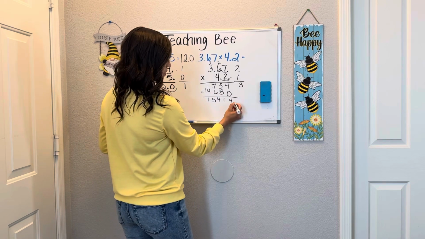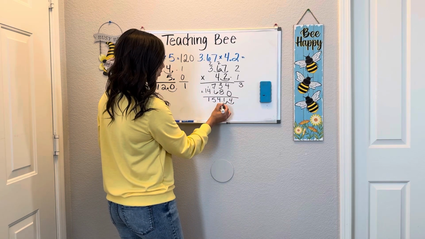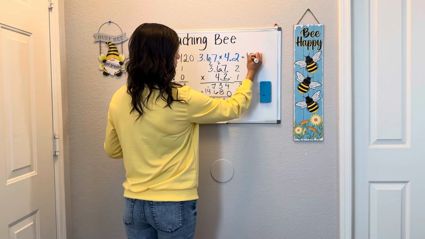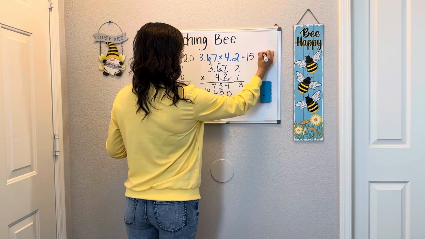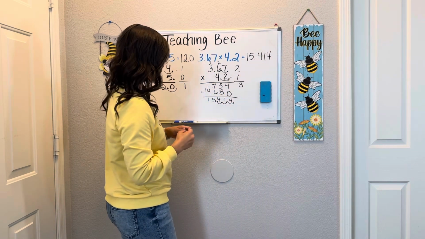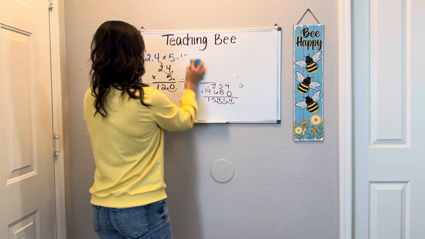So we're going to take our number down here. It ends as a whole number. We're going to bring it in 1, 2, 3 places. So our answer is 15.414. All right? Woohoo! So that's for our multiplying and division.